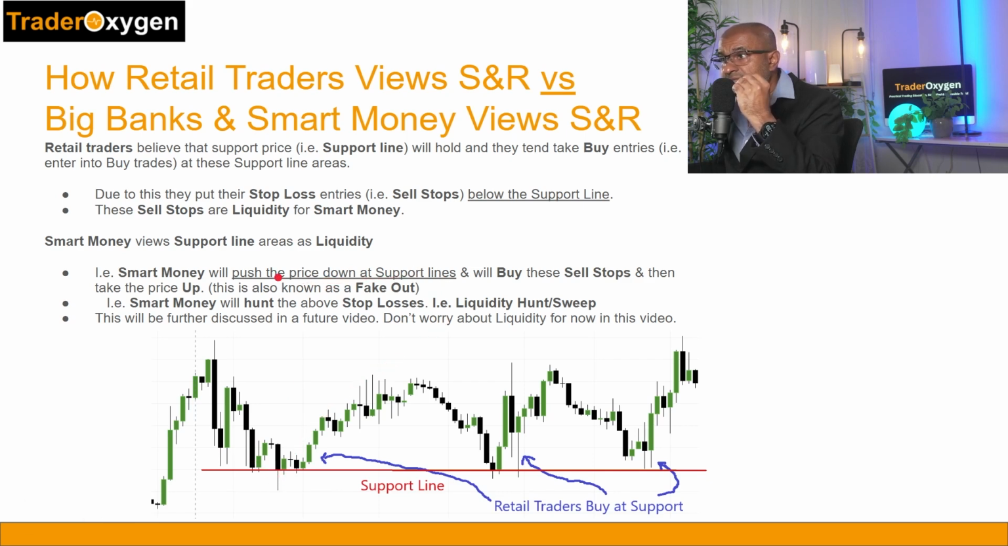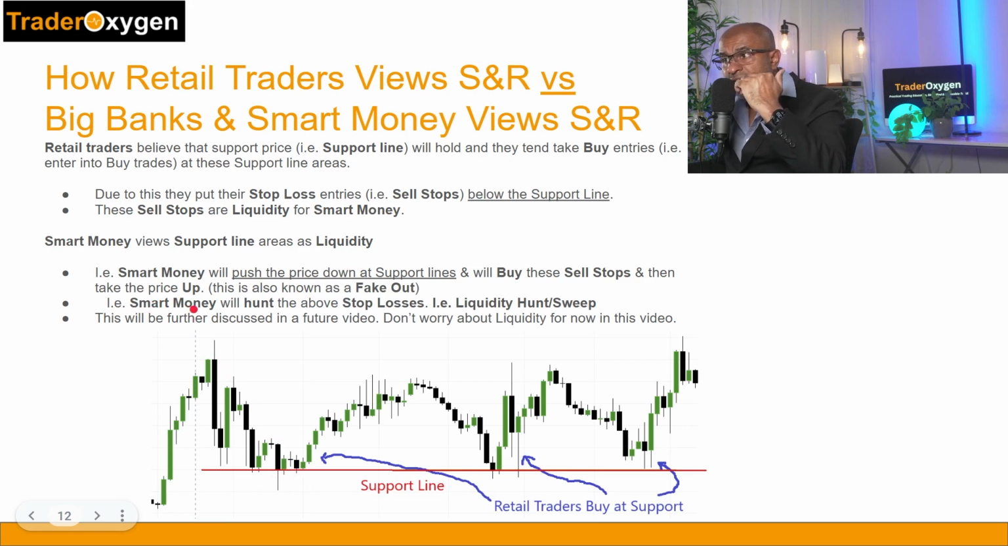So when the price is put down like this at support lines, when the stop losses trigger, which means when the sell stops trigger, what big banks and smart money will do now is, after putting the price down in these areas in large quantities, they will start buying these sell stops. And after that, they will push the price up. So this is what you call a fake out.